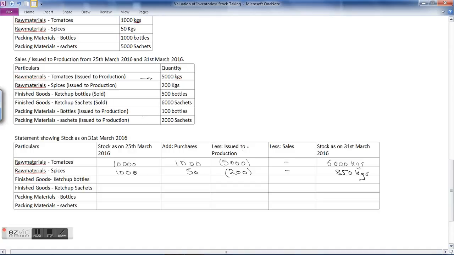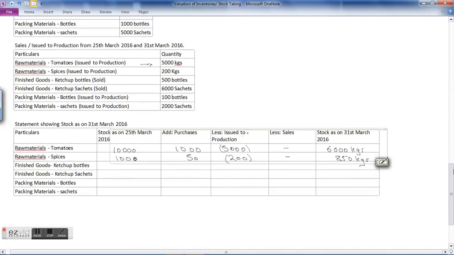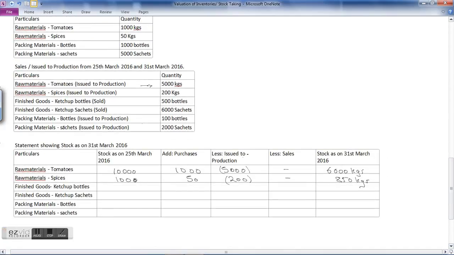Finished good, ketchup bottles. Okay. So let's see what was the stock of ketchup bottles. 1,000 bottles as on 25th March. So ketchup bottles was also 1,000. Okay. Now since this is a finished good, there won't be any purchases. Then there won't be any issued to production also. There will be only goods, then less sales. How much is the sales of ketchup bottles? 500. You can see it here. So just reduce it. And then 500 bottles is the stock as on 31st March.